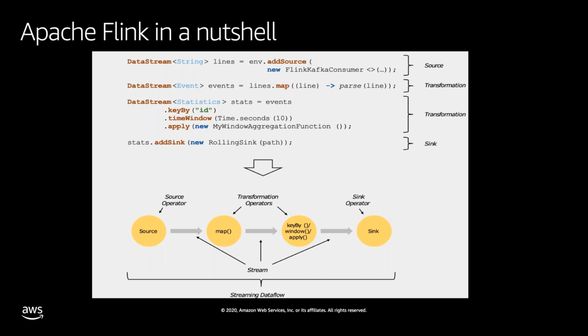Flink is a lazily evaluated system, and therefore execution is explicitly triggered by an execute call on the execution environment. And until that happens, Flink does not actually execute the program, but it actually records each one of those operations and builds a plan.